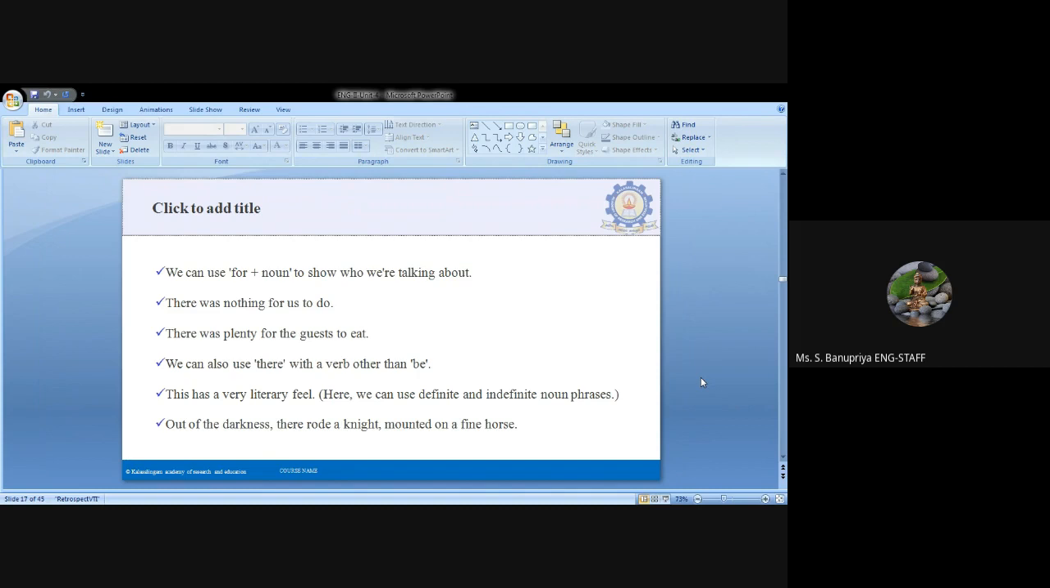We can also use there with a verb other than be. This has a very literary feel. Out of the darkness there rode a knight, mounted on a fine horse. Okay, these are all plenty of examples that refer to the usage of there. How do we use there and where do we use it? What are the rules that have to be followed while using this dummy subject or empty subject? Thank you.